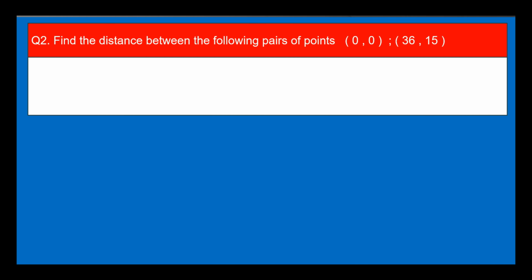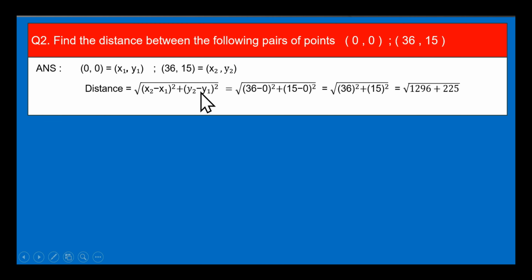Now here is the solution. We are given 2 points. The first point is 0, 0. Let us consider this as x1, y1. And the second point is 36, 15, and let us consider this as x2, y2. And the distance formula: root over x2 minus x1 whole square plus y2 minus y1 whole square. x2 is 36 minus x1 is 0, 36 minus 0 whole square, plus y2 minus y1 whole square means 15 minus 0 whole square.